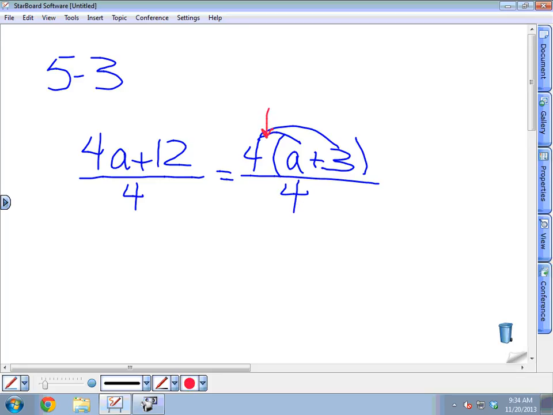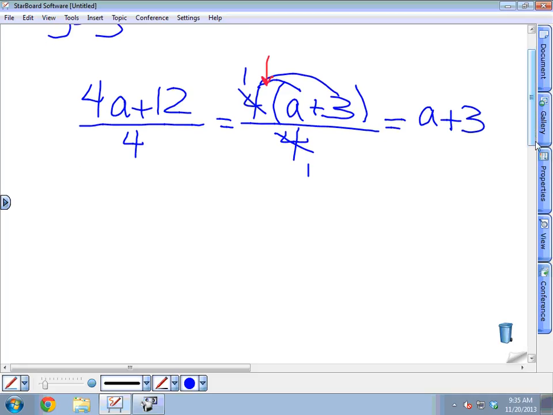This is so important because this is one of the most common mistakes you will ever make, and I'm going to show you what that mistake is right now. As soon as I cancel out these 4's, because 4 goes into 4 once, I'm just left with the simplified fraction a plus 3.